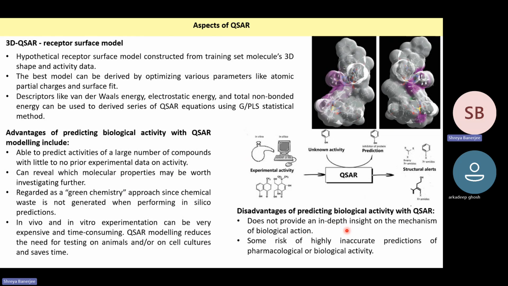One is that it does not provide an in-depth insight on the mechanism of biological action. And another is that sometimes the predictions are very inaccurate because you are predicting based on previously known compounds. So if the unknown compound has a new property, it will not be able to predict that.